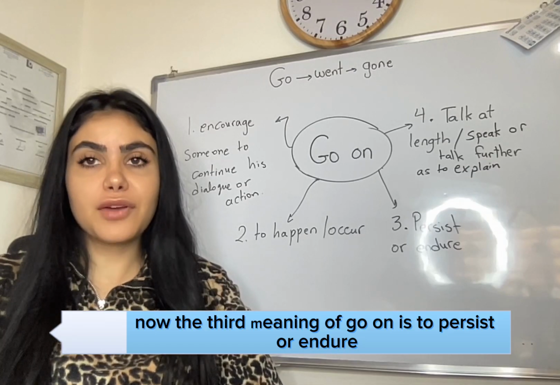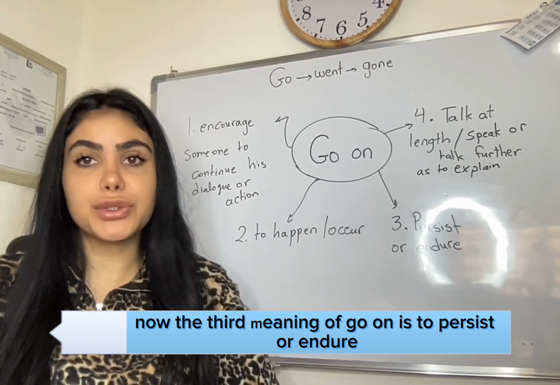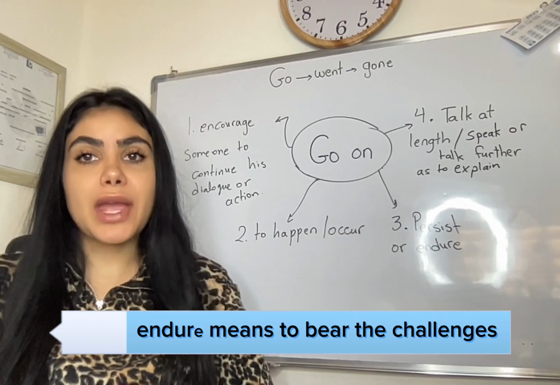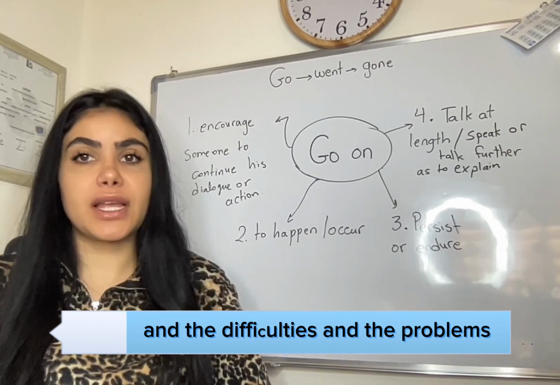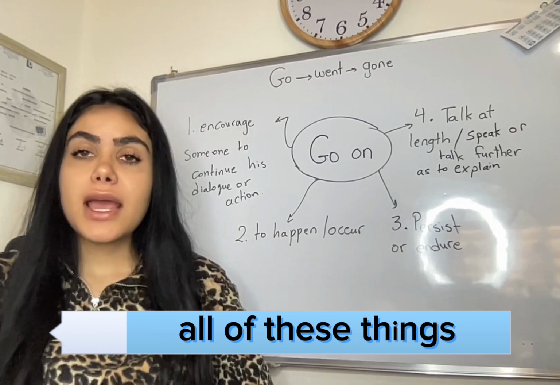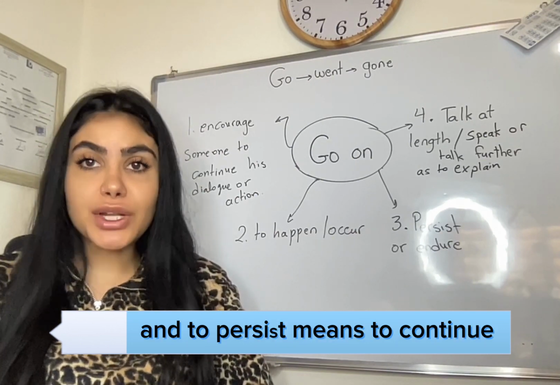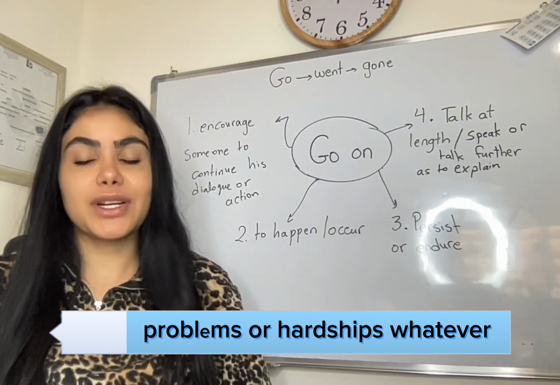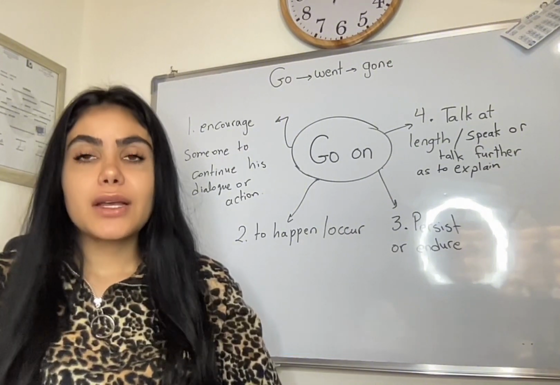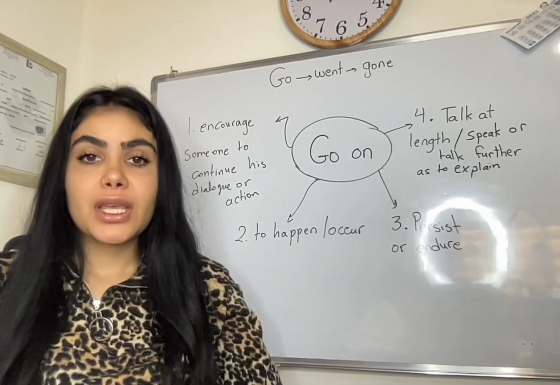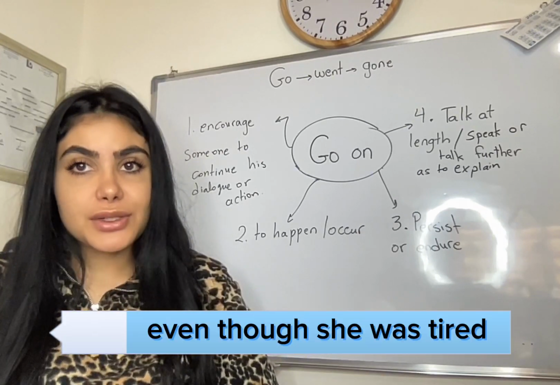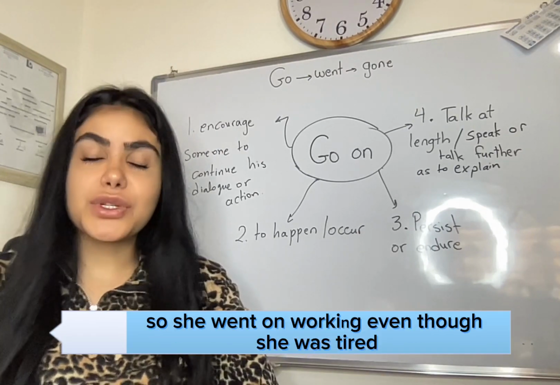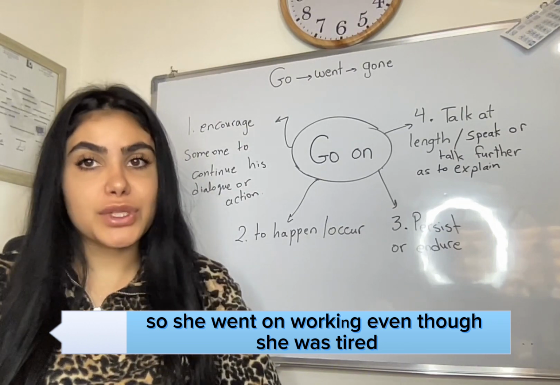Now, the third meaning of go on is to persist or endure. Endure means to bear the challenges and the difficulties and the problems, all of these things. And to persist means to continue despite all of these challenges, problems, or hardships, whatever. So, for example, even though she was tired, she went on working. So, she went on working even though she was tired.